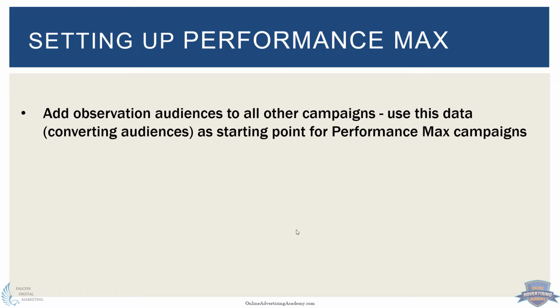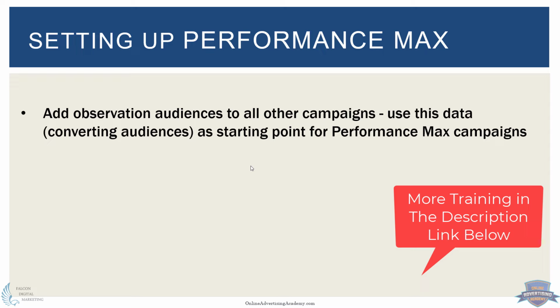As far as where to get some good audience options for what you should put in your audience signals to target, one trick is you can add in observation audiences to all your other campaigns, not actually a bid, just automation, and then use this data, the converting audiences, people that actually purchase, not just clicks, as a starting point for your Performance Max campaigns. That way you have some data in advance, not just remarketing or a customer list or a newsletter list. This is also just what type of audience are converting.